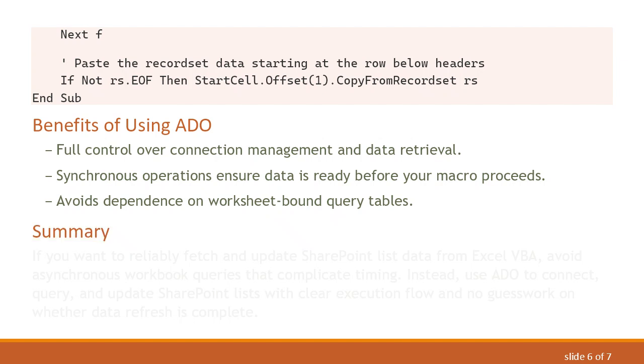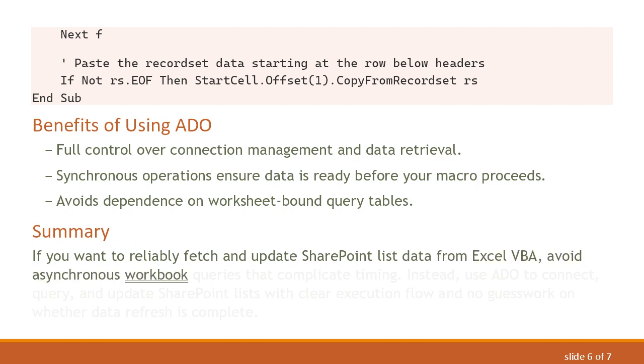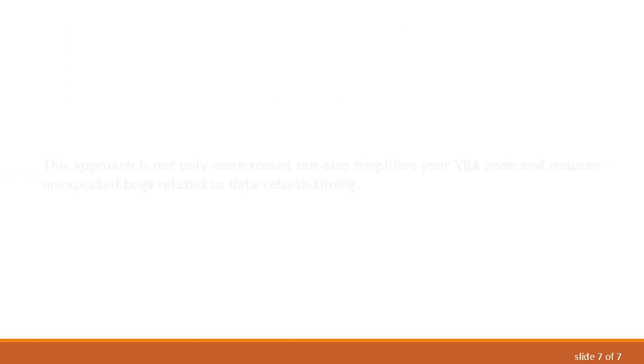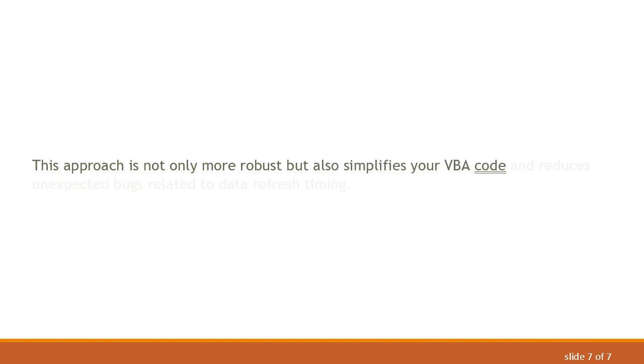Summary. If you want to reliably fetch and update SharePoint list data from Excel VBA, avoid asynchronous workbook queries that complicate timing. Instead, use ADO to connect, query, and update SharePoint lists with clear execution flow and no guesswork on whether data refresh is complete. This approach is not only more robust but also simplifies your VBA code and reduces unexpected bugs related to data refresh timing.